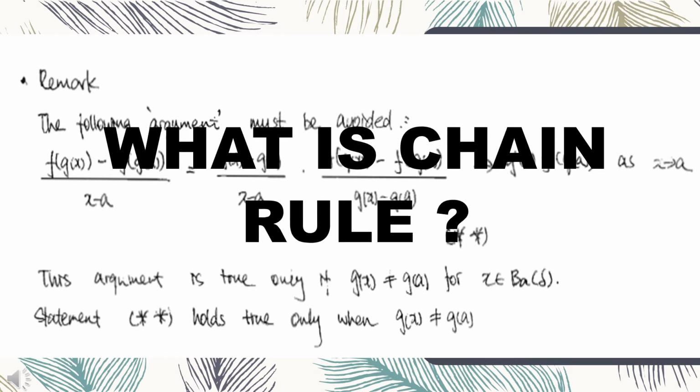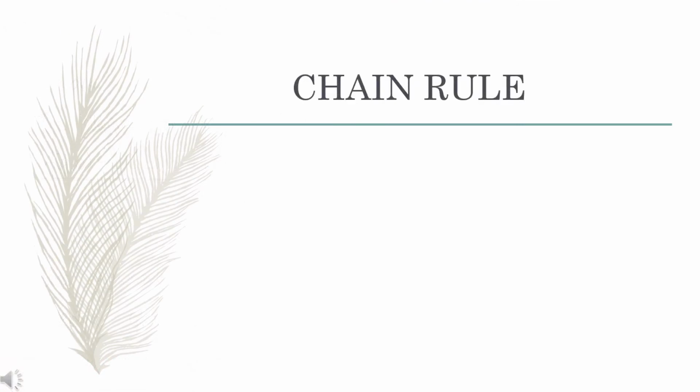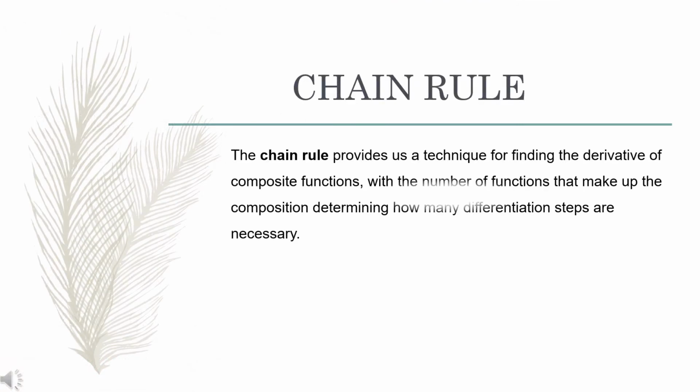So what is the chain rule? The chain rule provides us a technique for finding the derivative of composite functions, with the number of functions that make up the composition determining how many differentiation steps are necessary.